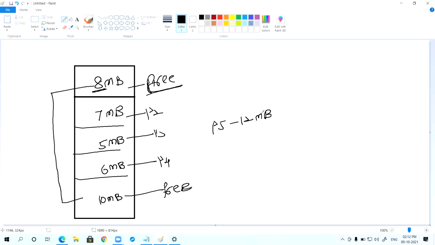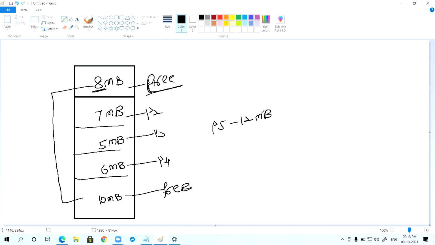So what is the meaning of external fragmentation? For a process in a dynamic partitioning method, memory is available but not contiguously. That is external fragmentation.